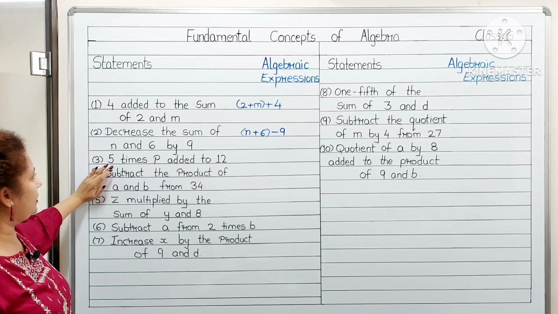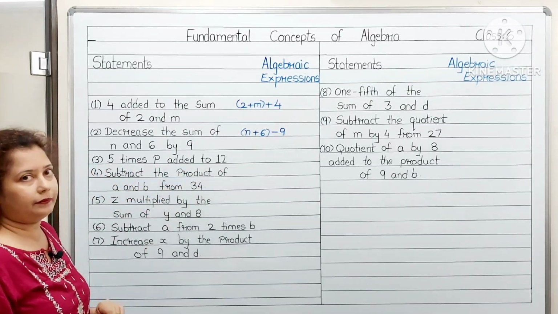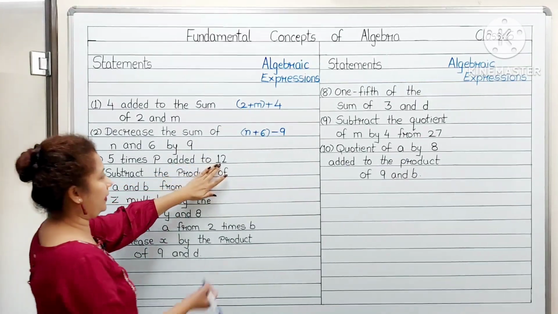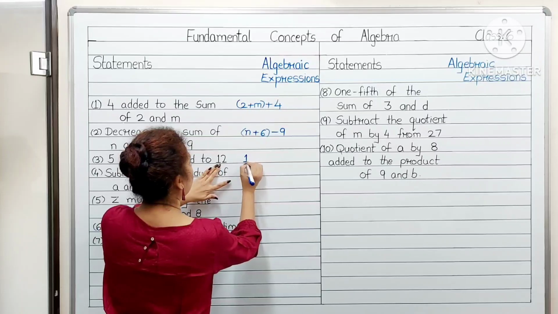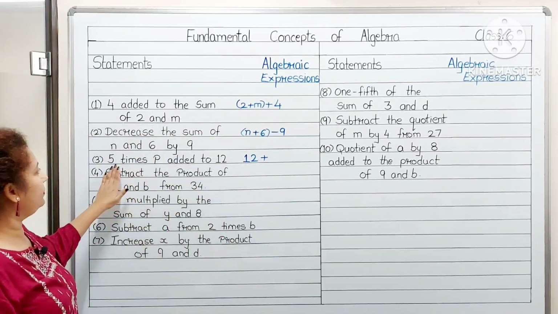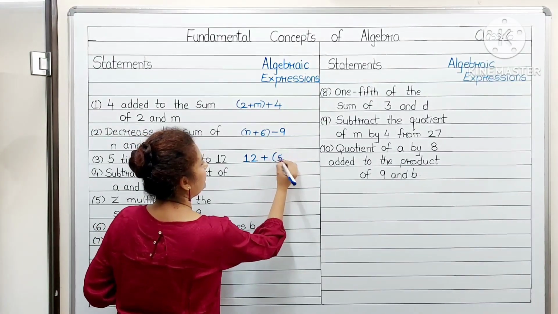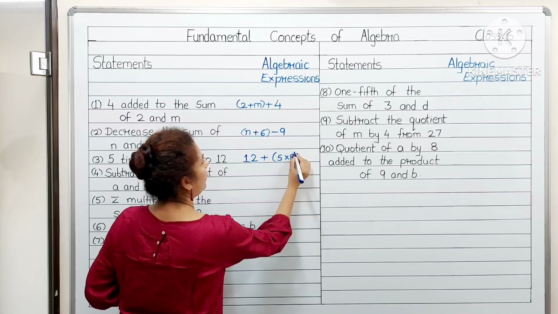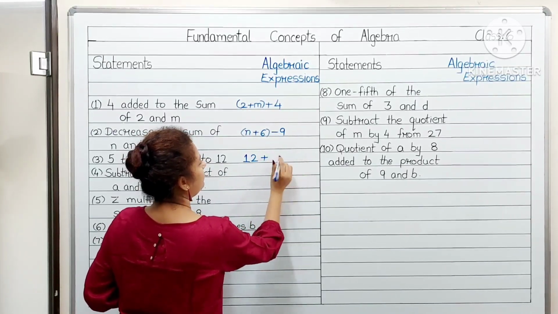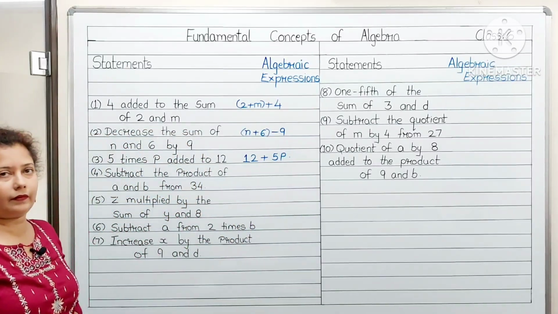Next statement is 5 times p added to 12. So here added to what? Added to 12. So first we will write 12 over here and we will add to it 5 times p. 5 times p is 5 into p, or directly we can write here, that is 5p.